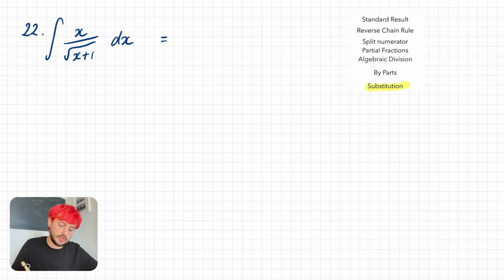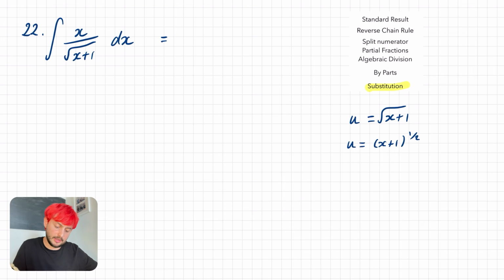So with it as a substitution, you could either say that u is the square root of x plus 1, or you could try that u is x plus 1 like this if you wanted to. But I'm going to go with u equals the square root of x plus 1. So first of all, I would probably rewrite this as x plus 1 to the half. I'm going to square both sides so that u squared is equal to x plus 1, meaning that u squared minus 1 is just equal to x.